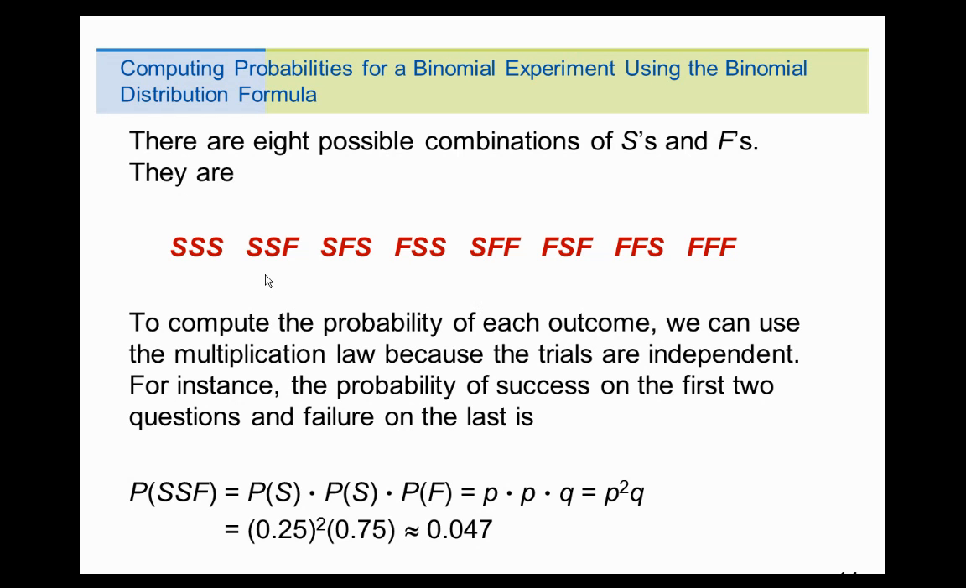So he lists all the different combinations here. Get them all 3 right. Success, success, success. First 2 you get right, third one you get wrong. And success, failure, success. You see all 8.